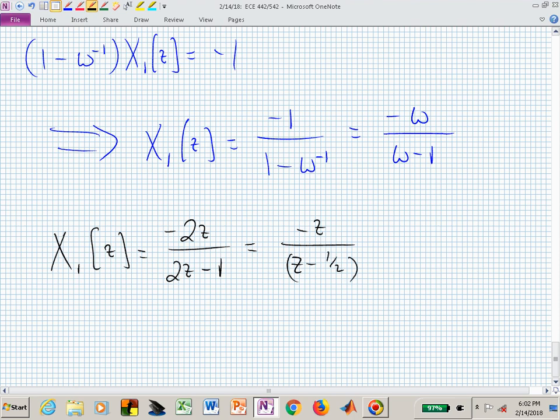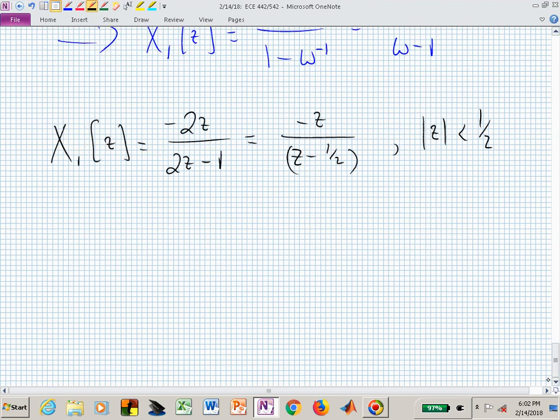And when is this z transform, what's its region of convergence? When are we okay with this expression? We needed the absolute value of z less than 1/2.